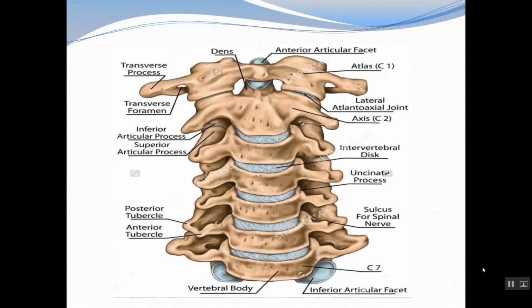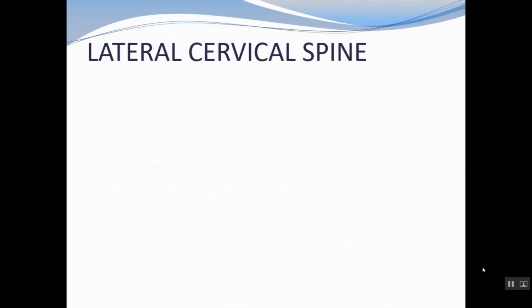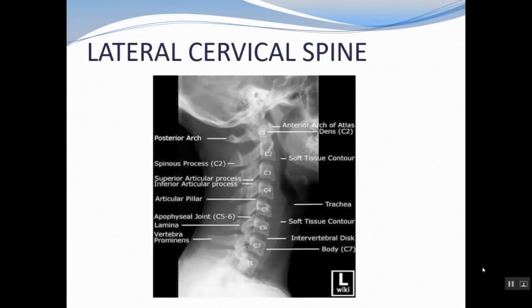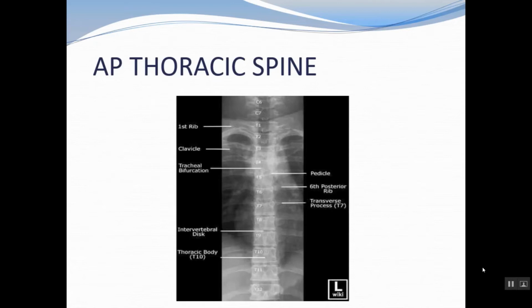Here we'll find again, this is the atlas and this is the axis. Here the lateral view. Okay. Next is the dorsal spine or thoracic spine.